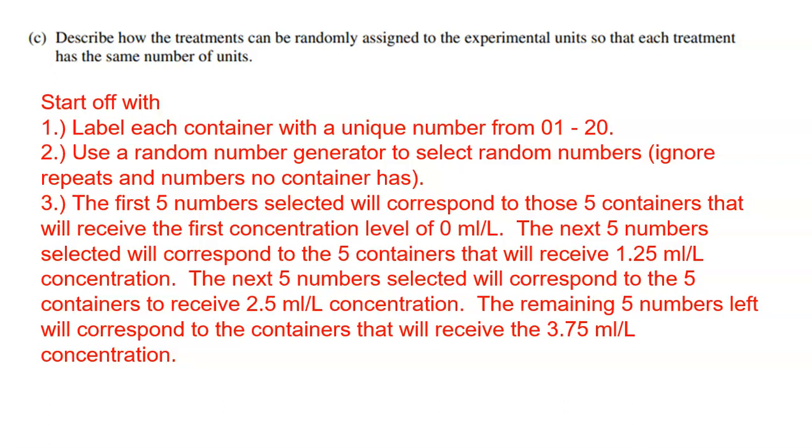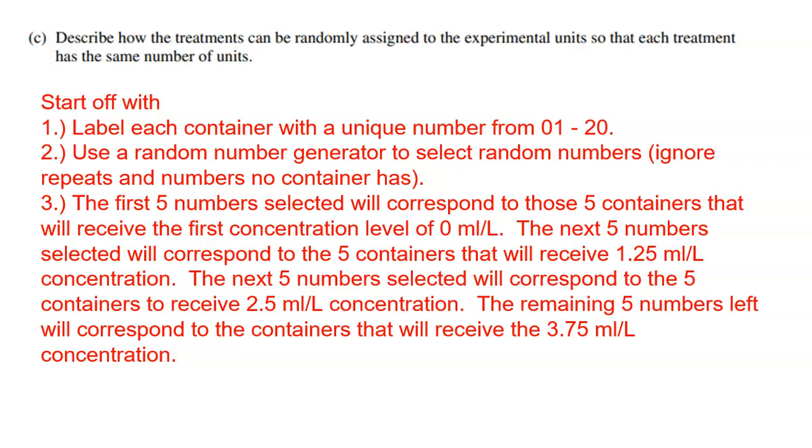I use 01 instead of 1 just because some random number generators will not produce single-digit numbers as well as double-digit numbers. Now, most probably will, but anytime I'm using single and double-digit numbers, I like to play it safe and always use double-digit numbers. Just got to put a 0 in front of that 1. That's nice and simple.